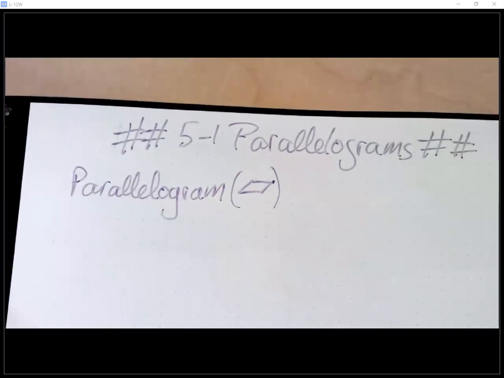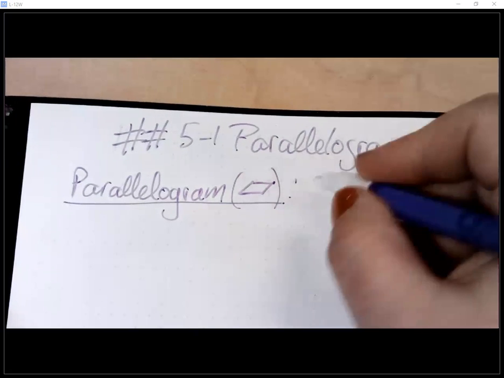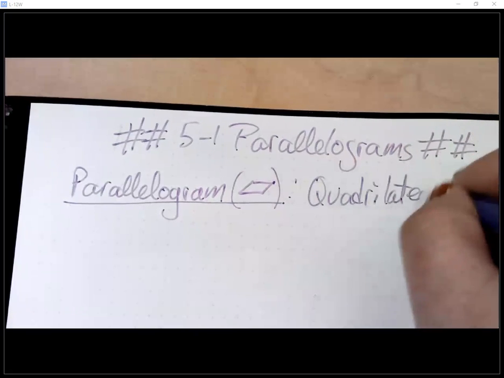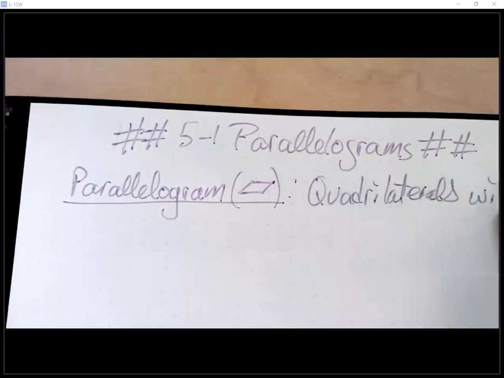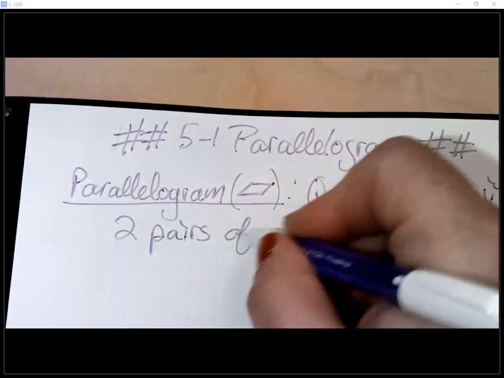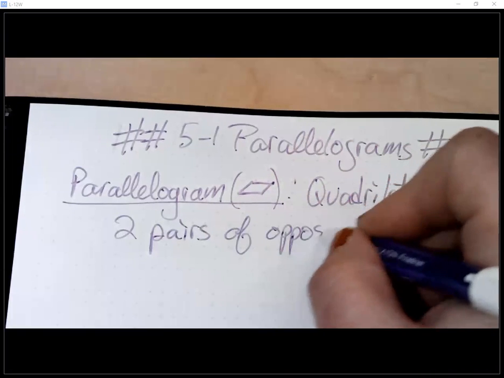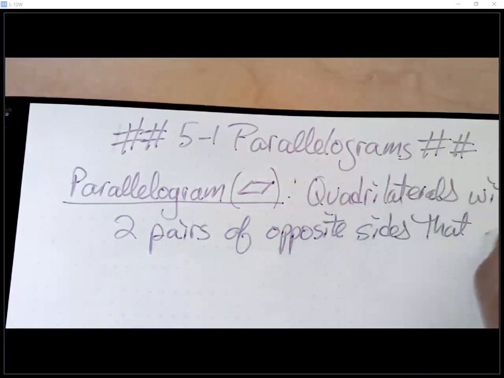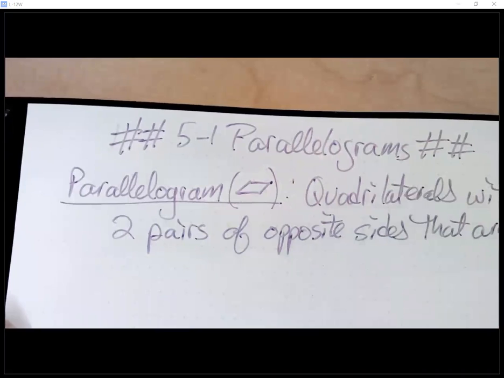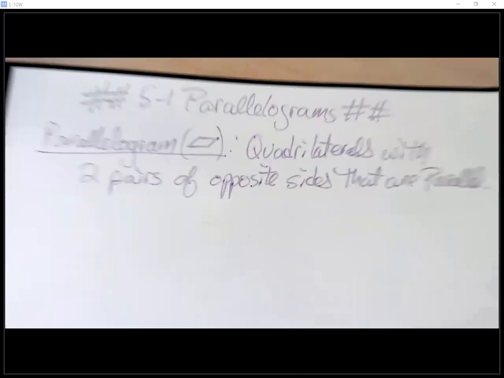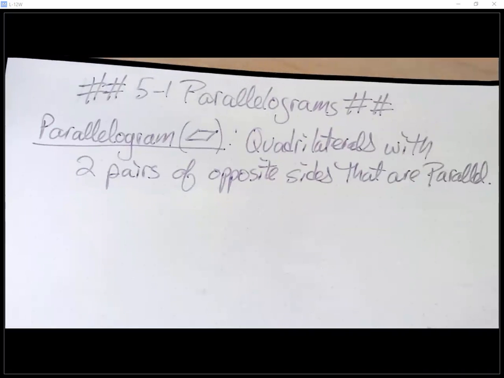So what are they? They are defined as quadrilaterals with two pairs of opposite sides that are parallel. Quadrilaterals with two pairs of opposite sides that are parallel.